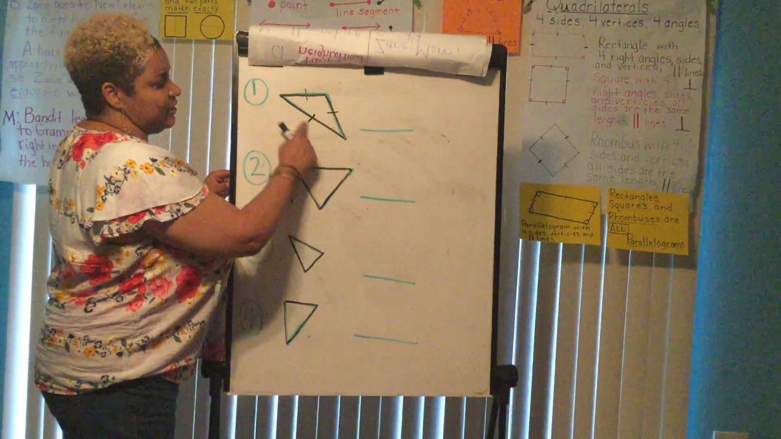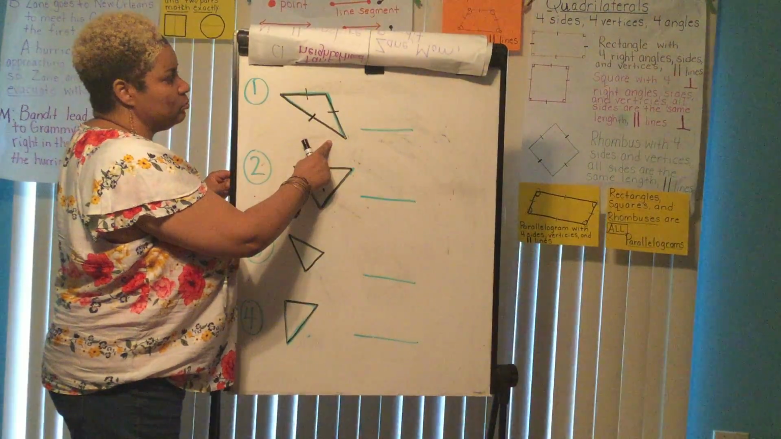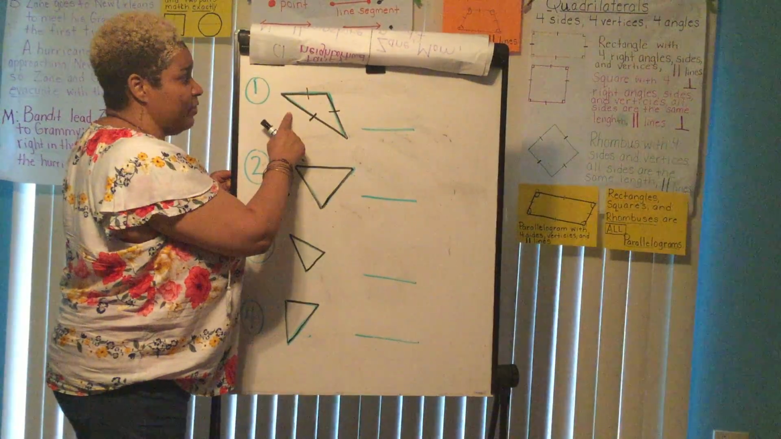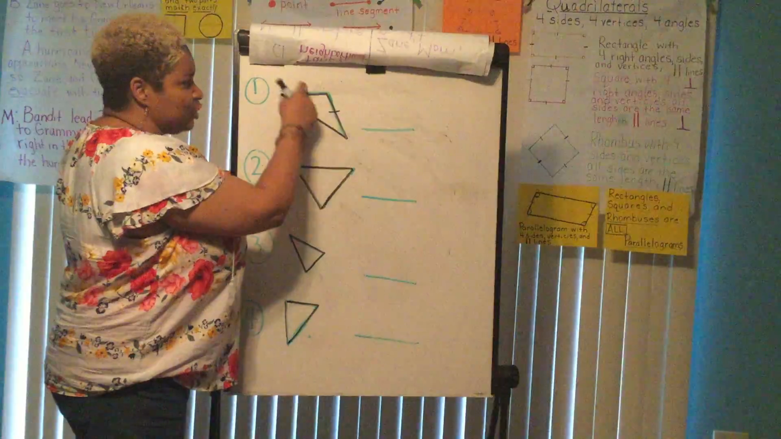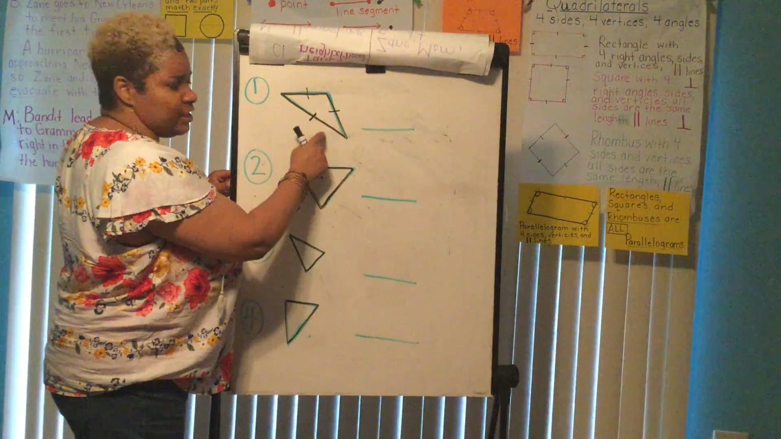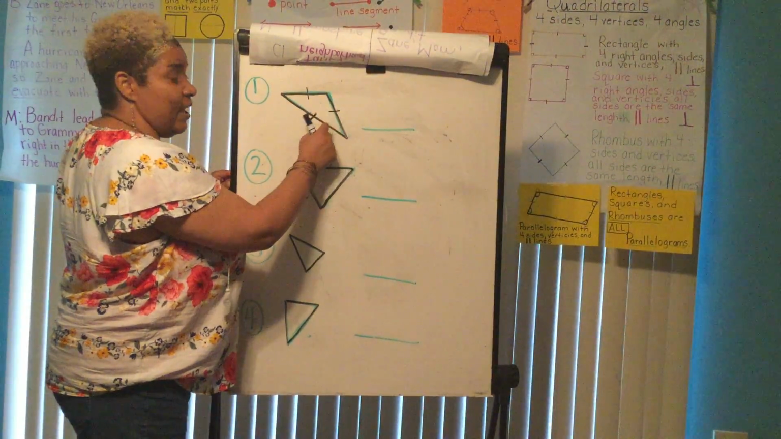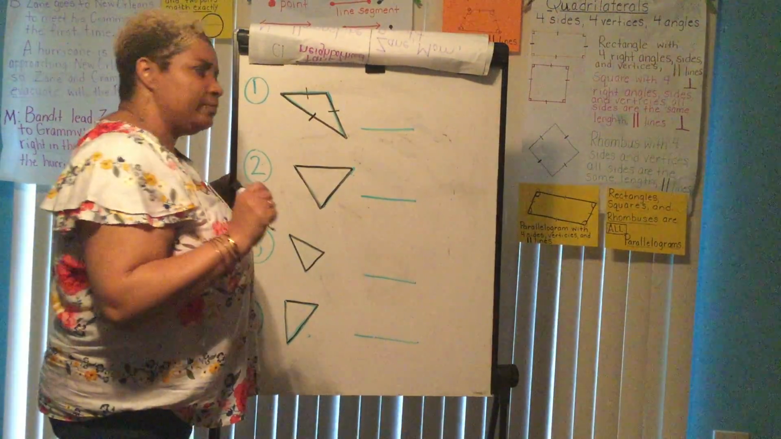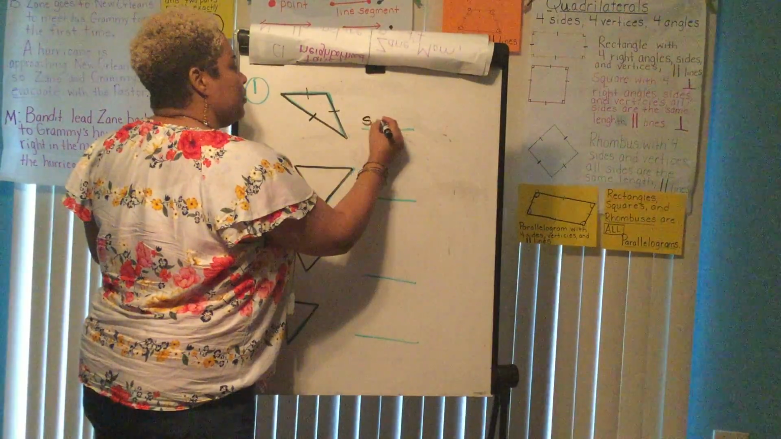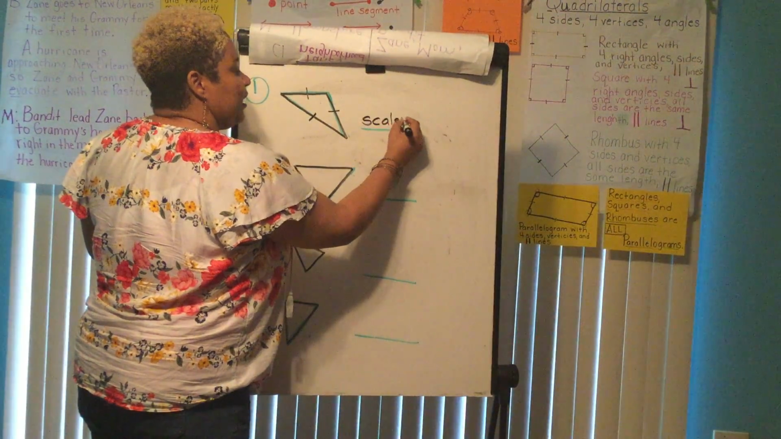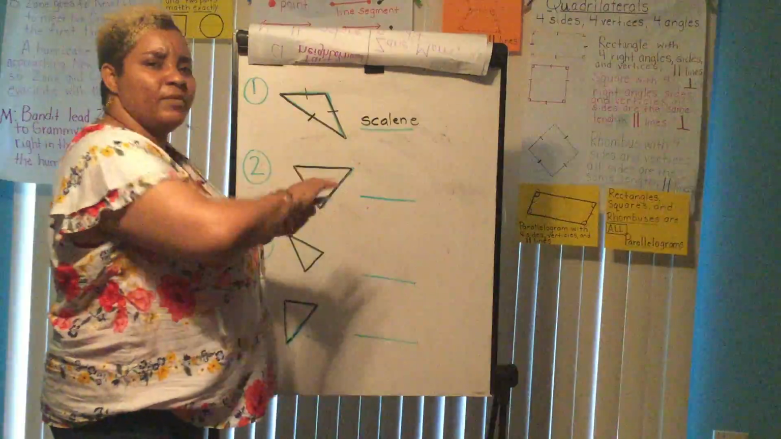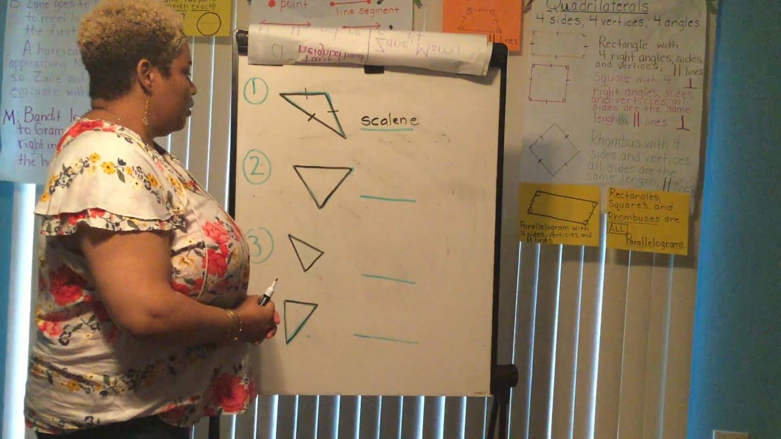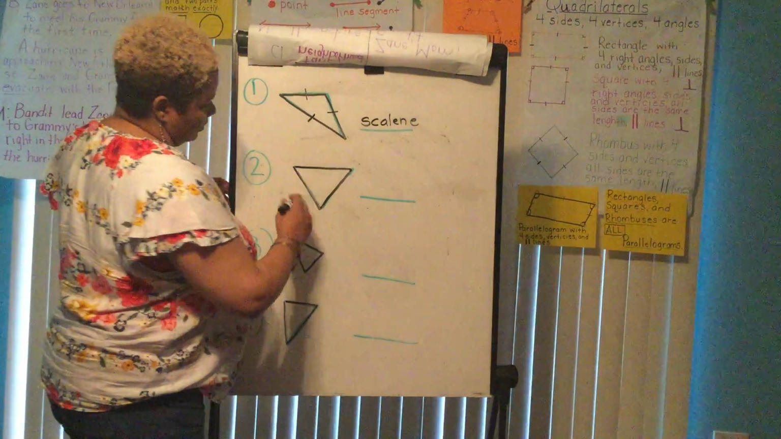So I look. This side is pretty long. This side is shorter than this side, so they're not the same length. This side is longer than this side, but not as long as this side. It's shorter than that. So all the sides are different. What did you write down? I think I'm going to put scalene. Wave your hands in the air if you agree with me. All right. Let's look at the next one.